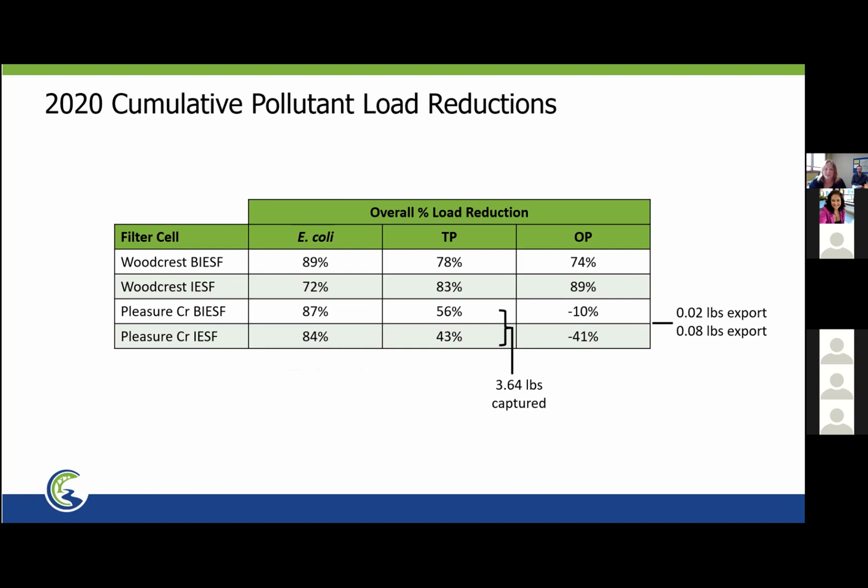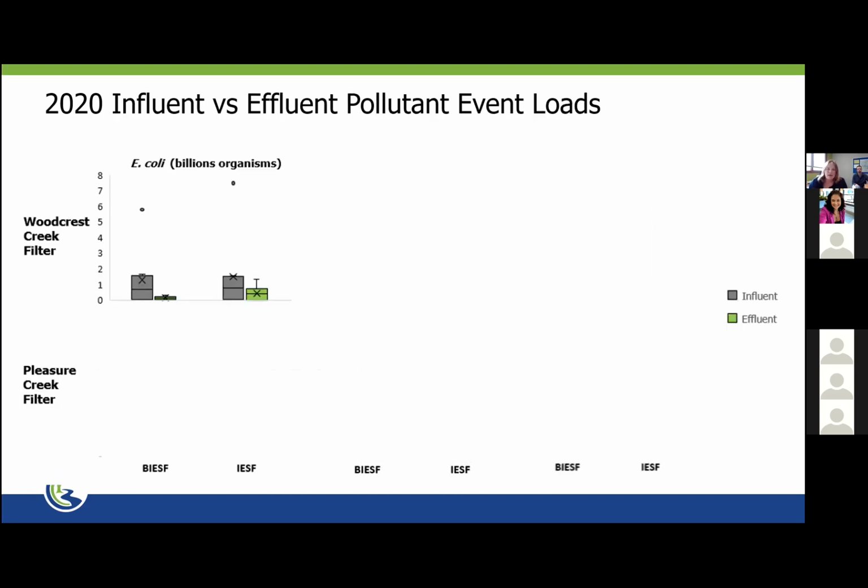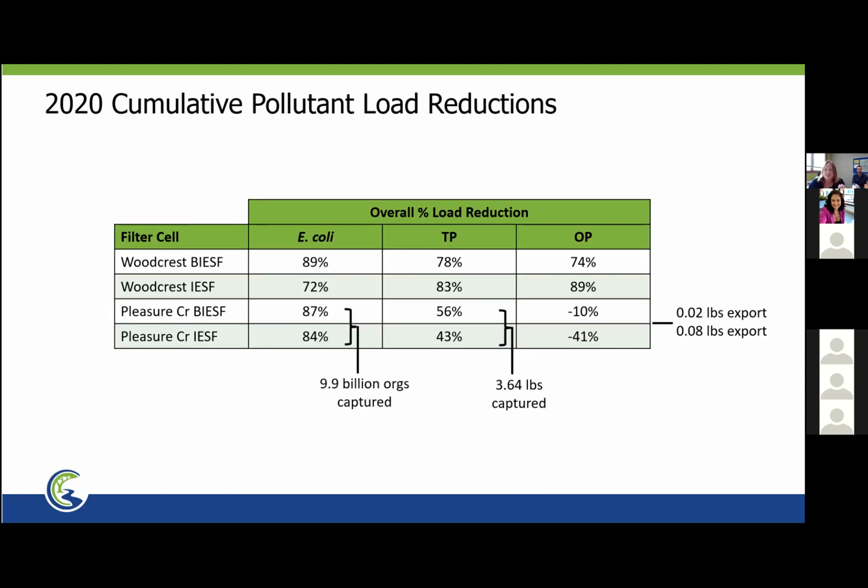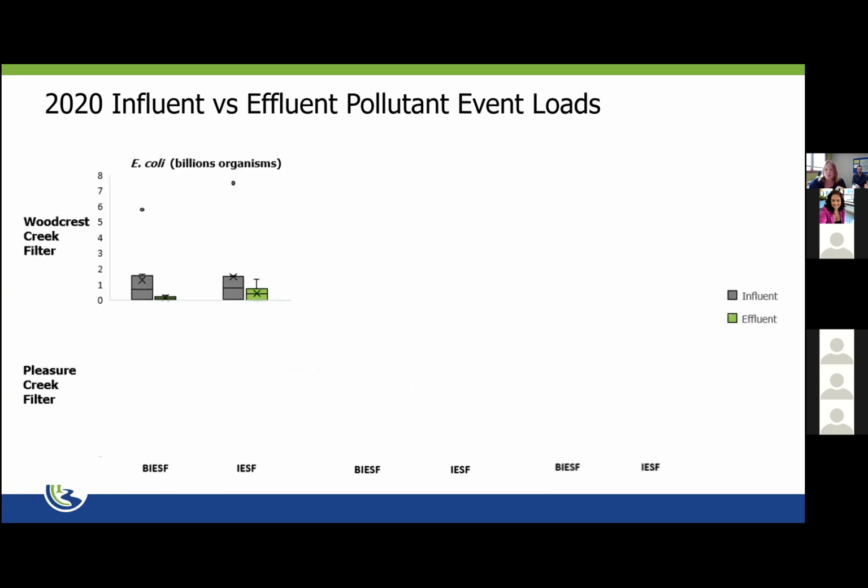The receiving water wins. And just for fun, I calculated that for E. coli, even though E. coli loading numbers are kind of obscure, but we captured almost 10 billion organisms of E. coli in the first 3 months of operation here. So I thought that was pretty cool. So I did just want to quickly acknowledge that this is a very simplified one-number summary of how this BMP worked in 2020, and that there's a lot more complexity, variability between events. So I at least wanted to show some box plots so you can see that variability.